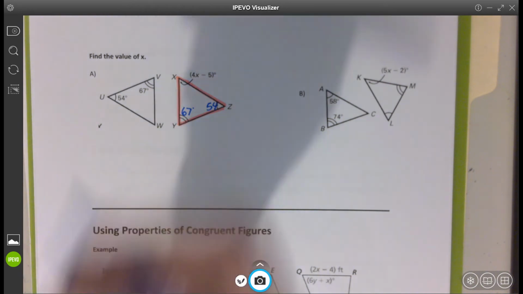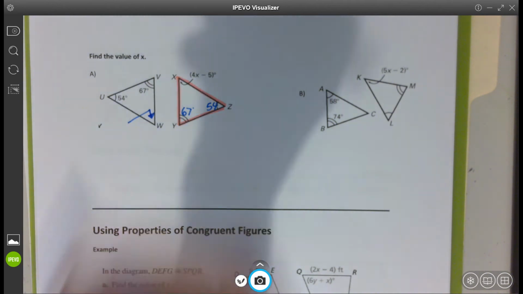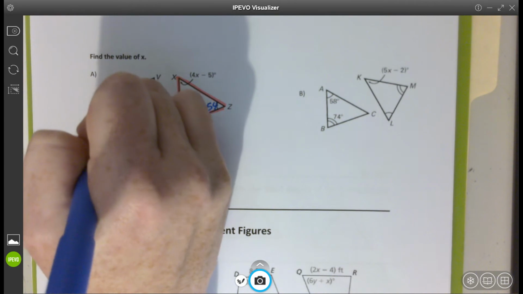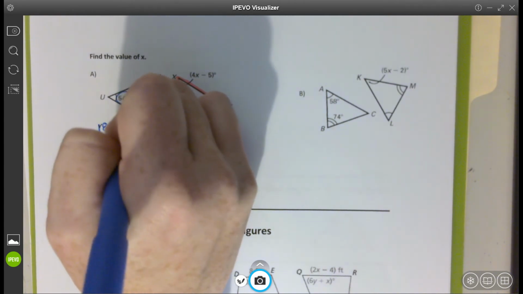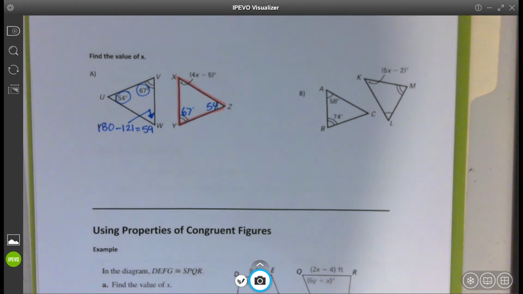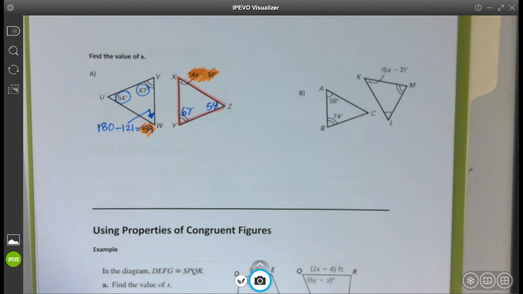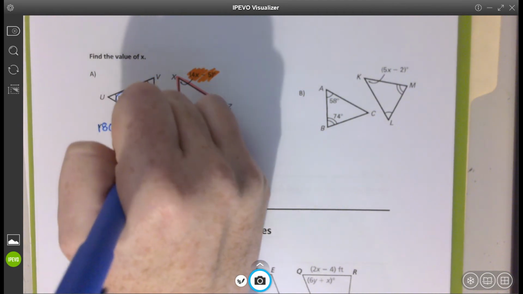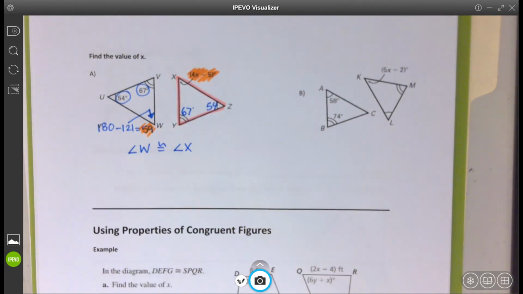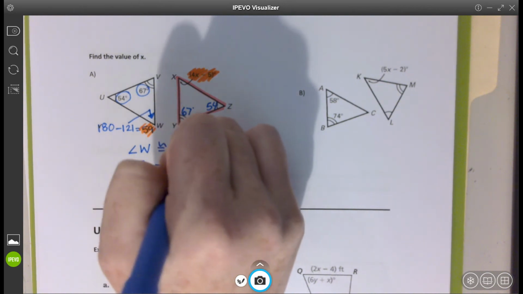Remember, our triangle is 180 degrees. So we actually have enough information to figure out that third angle. To figure out that third angle, we're going to add up these two angles and subtract from 180. So that would be 180 minus 121, which would be 59. Now, why is that important? Well, that's important because I can say that 59 degrees and 4x minus 5 are congruent to each other because they are the third angle in both triangles. So I can say angle W is congruent to angle X. They're the last ones, they would have to be congruent. So I can say 59 equals 4x minus 5.